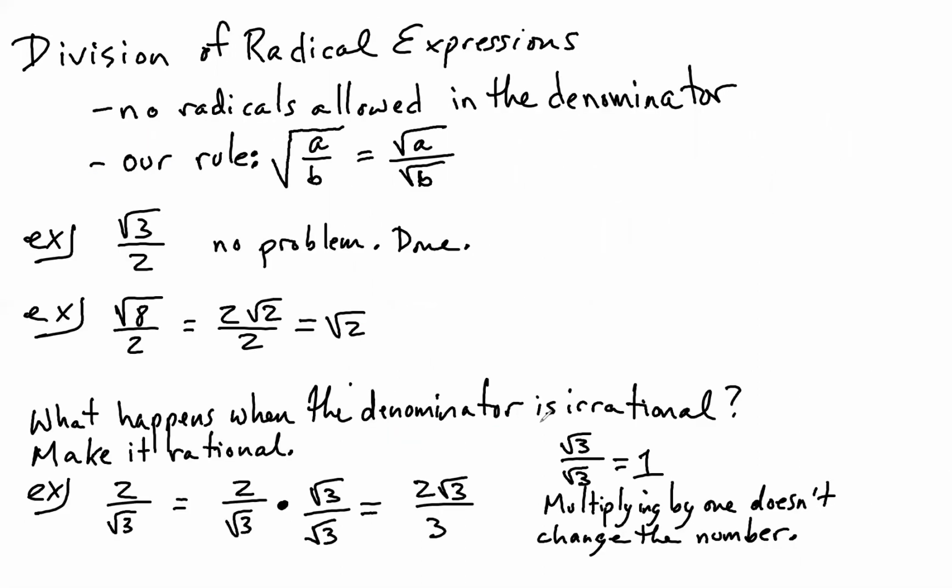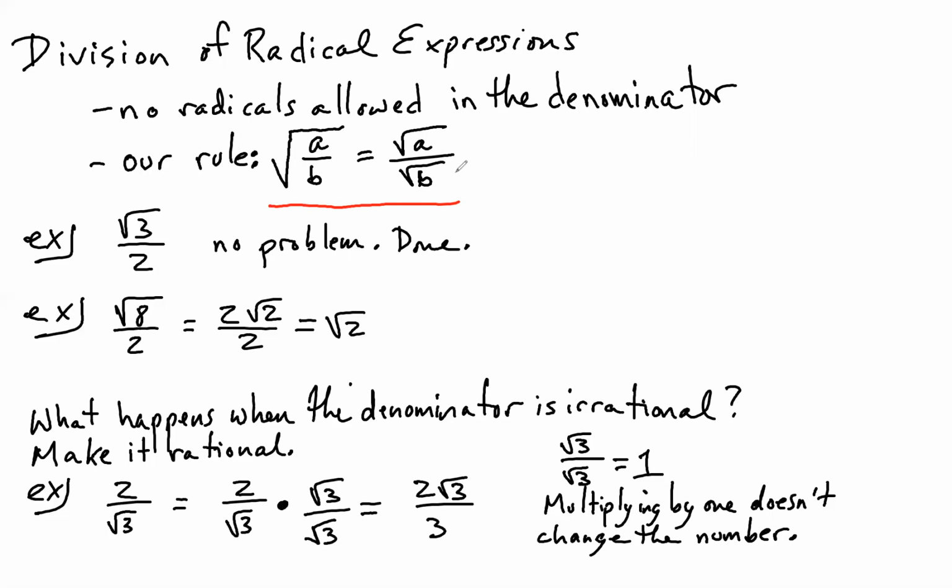So the thing to remember is that you can't have radicals in the denominator. And we do have a rule. We can break up our quotient. We can say the square root of a quotient is the square root of the numerator divided by the square root of the denominator.